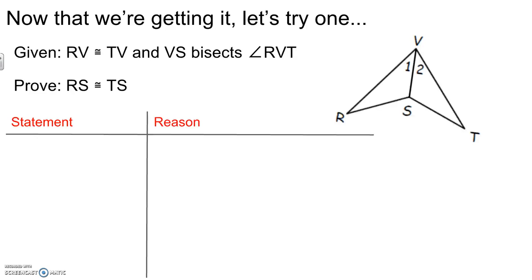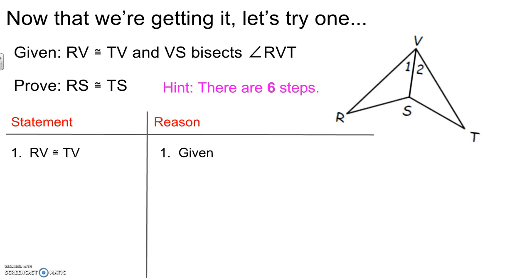Now that we're getting it, let's try one last one. So sketch this diagram, write down the given information, and try to complete the proof here for RS is congruent to TS. To give you a little hint, there are 6 steps involved in this one. Okay, now that you're back, let's start with our given information. How many pieces of given information did you have?